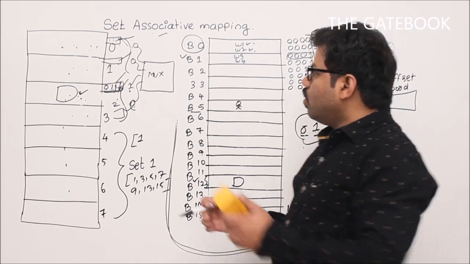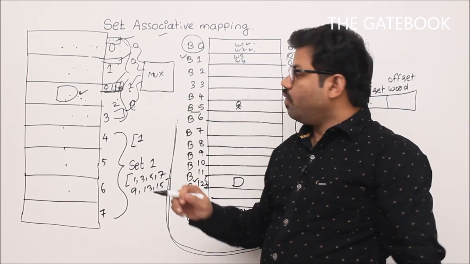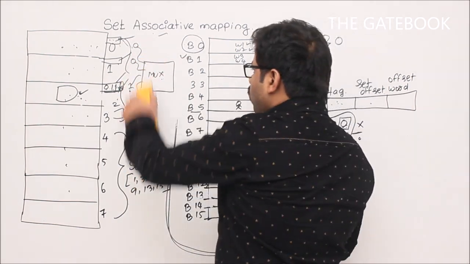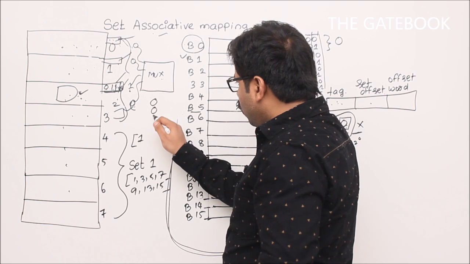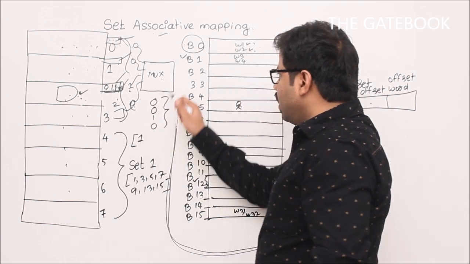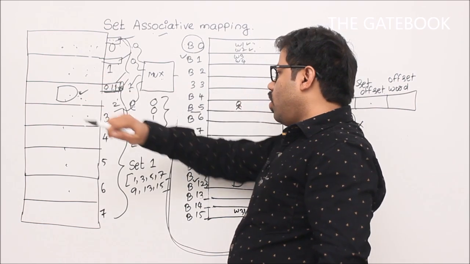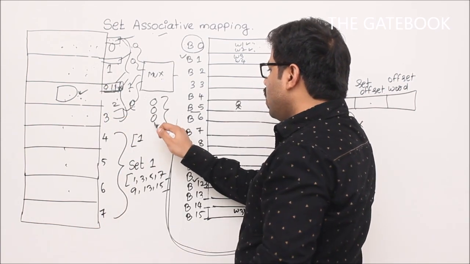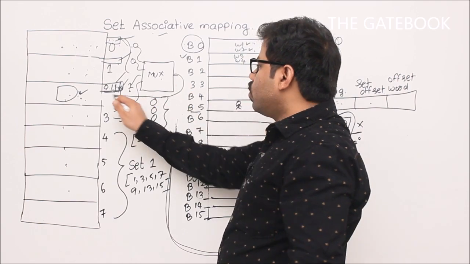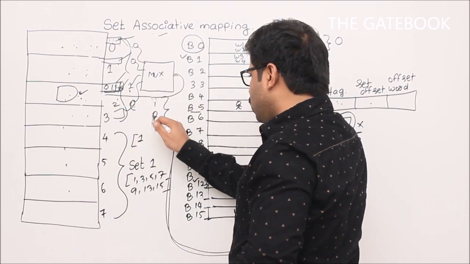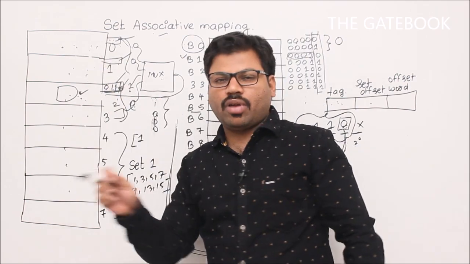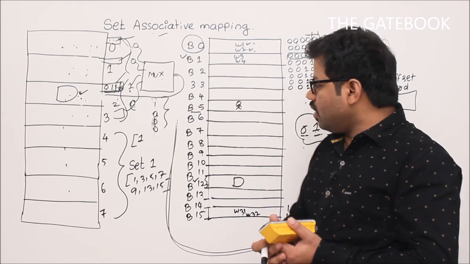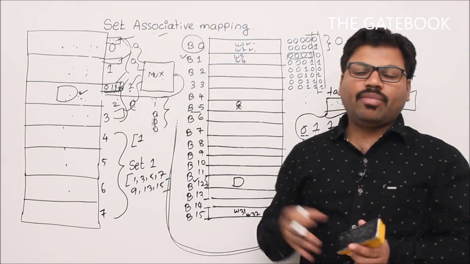So this multiplexer will be connected to the results of the comparators. If the result is 0 0 1 0, then we select the third block. If the result is 0 0 0 1, then we select the fourth block. If the result is 1 0 0 0, then we select the first block in the appropriate set. In that way we can plan. Don't worry about that hardware part. Understand? So this is about set associative mapping.